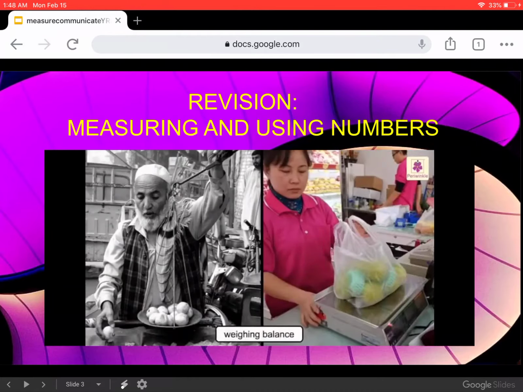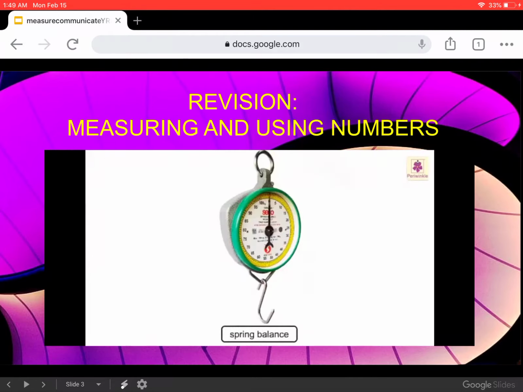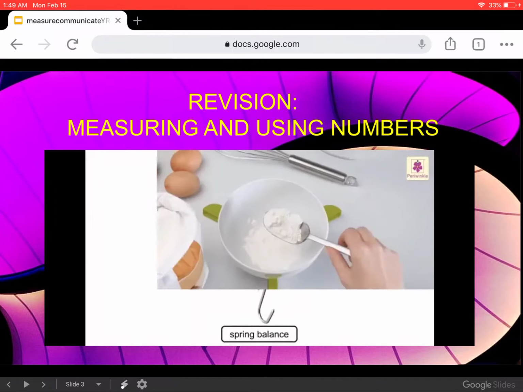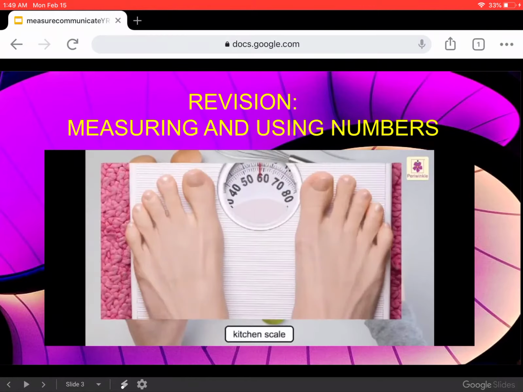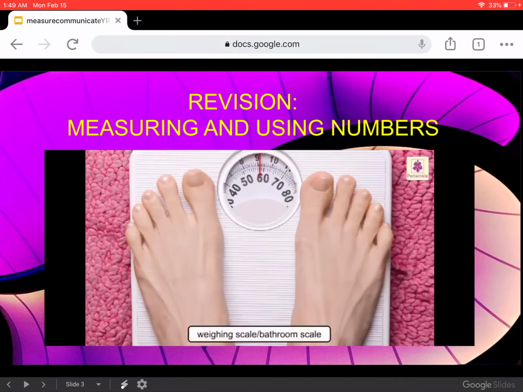We use a weighing balance to measure the weight of objects. Some people use a spring balance. Also, when you're cooking or baking, you use the kitchen scale. Or if you want to measure your body weight, you use the weighing scale, or we call it a bathroom scale.